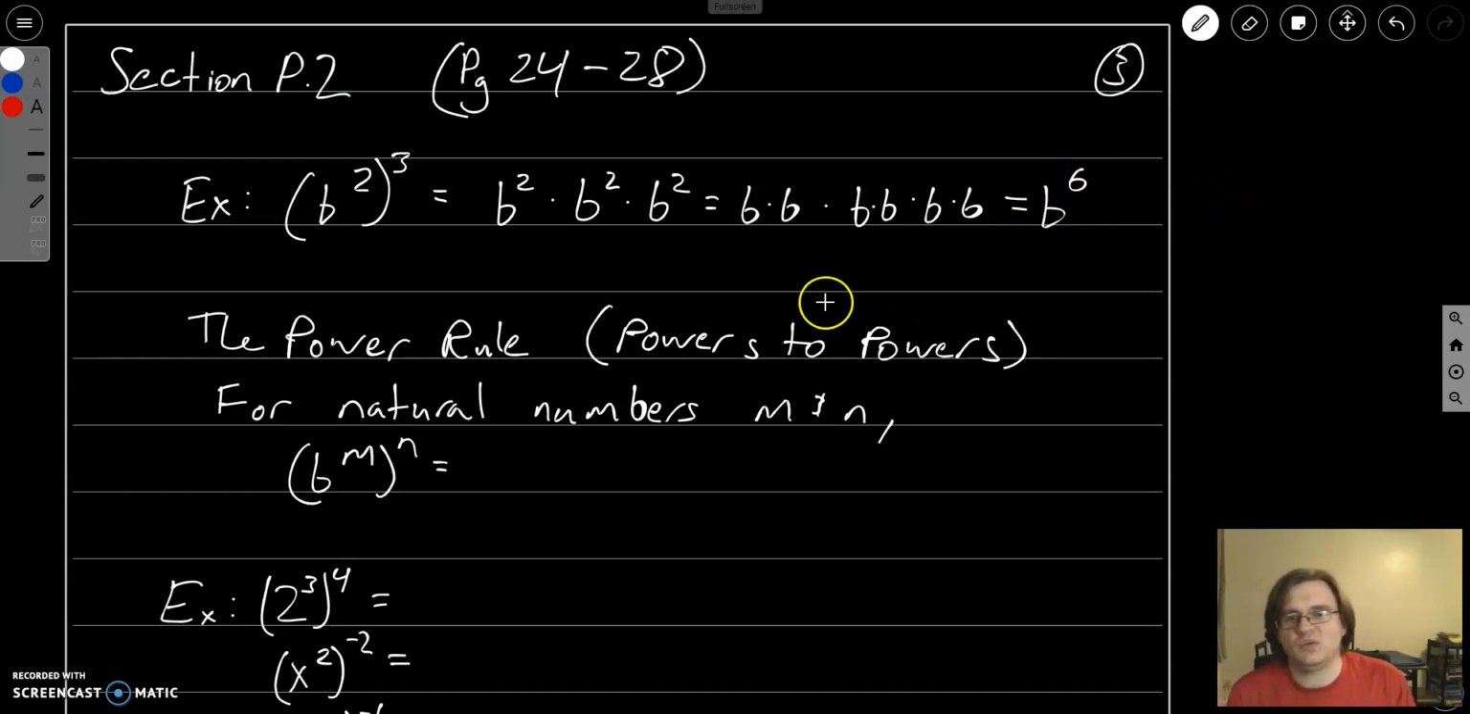And this will happen in general. If I take b to the mth power, for instance, and raise that to the nth power, I will have n copies of b to the mth power. The way this works will be the same as up above. This will be b to the m times nth power. We've got n copies of b to the m, so that's n times m copies of b.